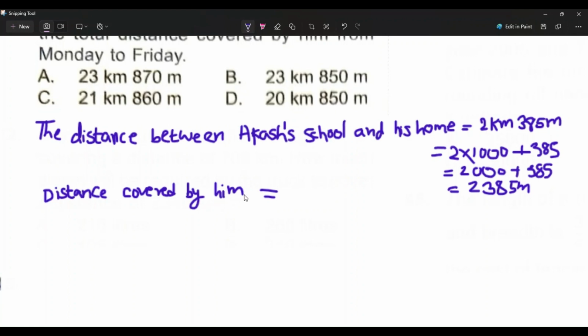Distance covered by him in one day is equal to 2 into 2385. 2 into 5 is 10, 1 carry. 2 into 8 is 16, 16 plus 1 is 17, 1 carry. 2 into 3 is 6, 6 plus 1 is 7. 2 into 2 is 4. So distance covered by him in one day is equal to 4,770 meters.